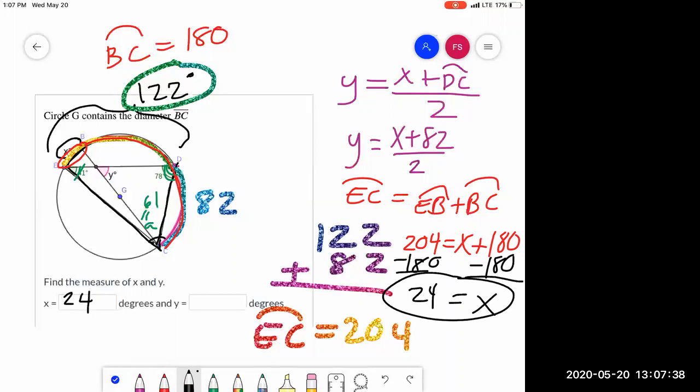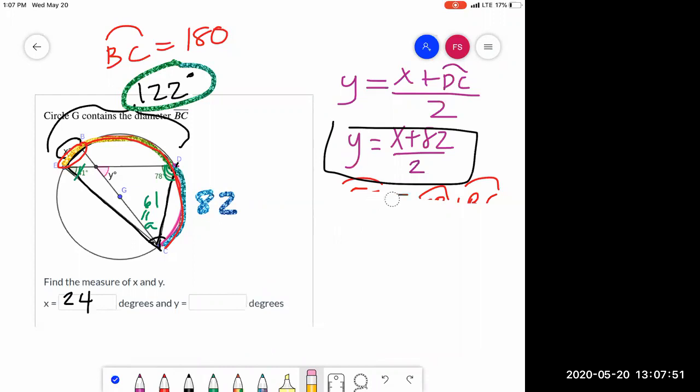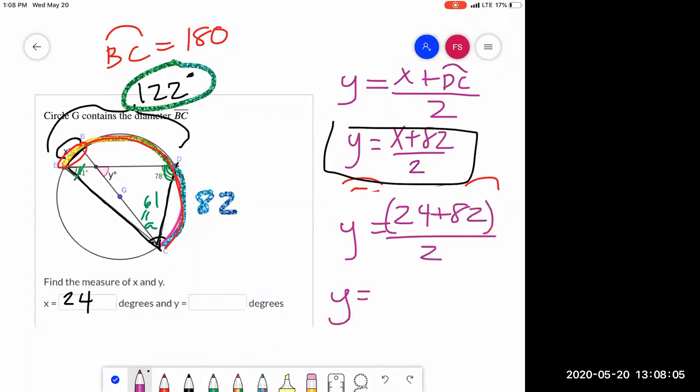Now I can use that to solve for Y. So we're going to come back up here to this formula. I'm running out of room, so I'm going to go ahead and erase our work for solving for X. And we're going to plug in X to the formula and solve for Y. So we get Y equals our X value, which is 24, plus 82 over 2. So 24 plus 82, that's going to give us 106. And 106 divided by 2 is going to give us 53. So that's how we solve for both X and Y in this problem.